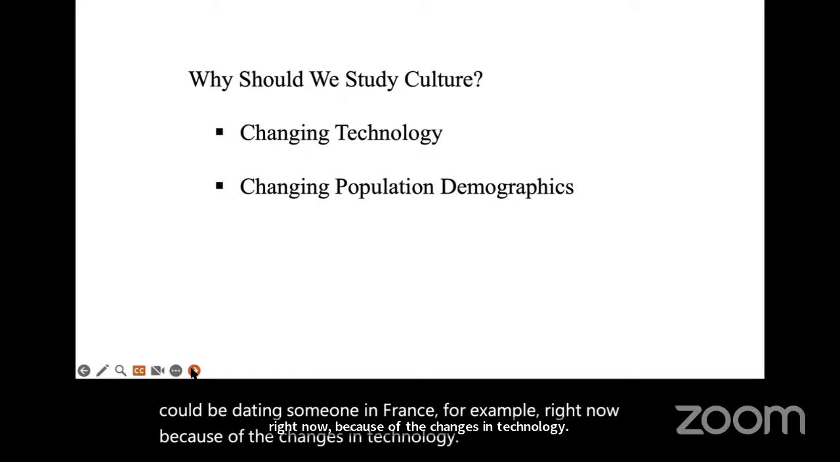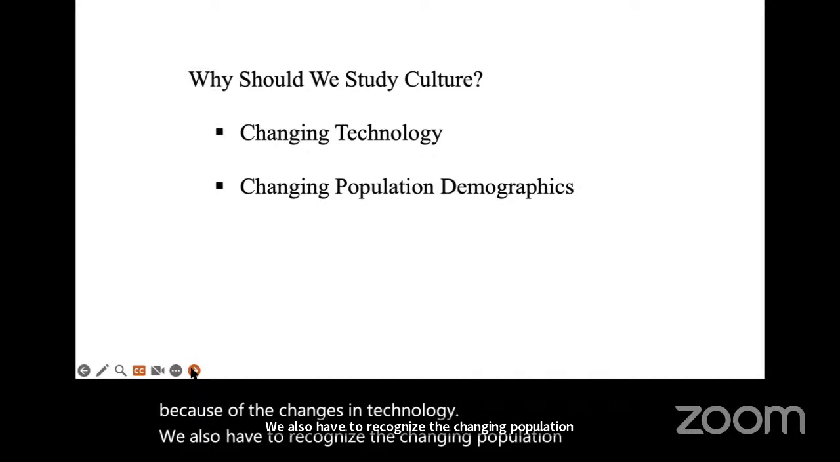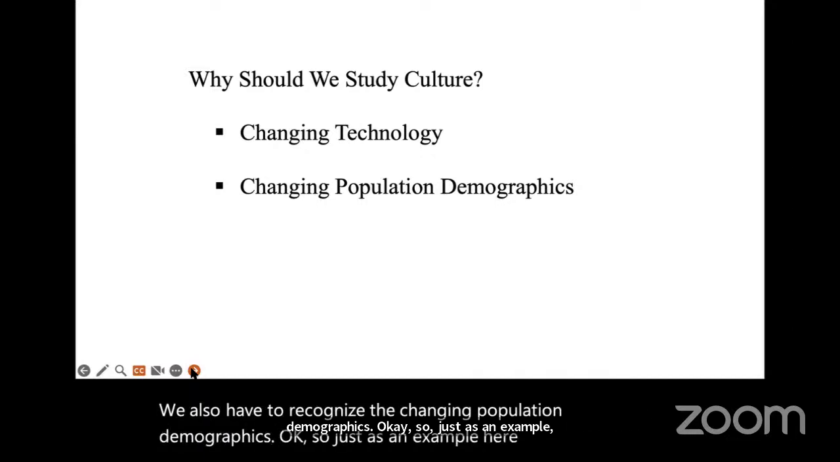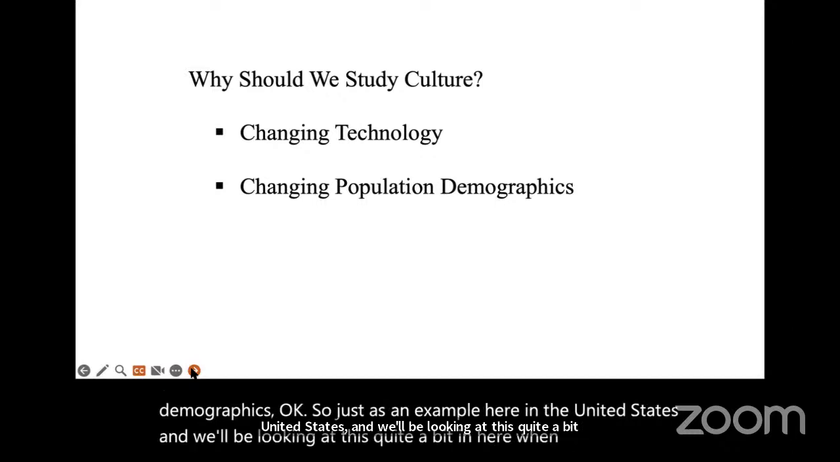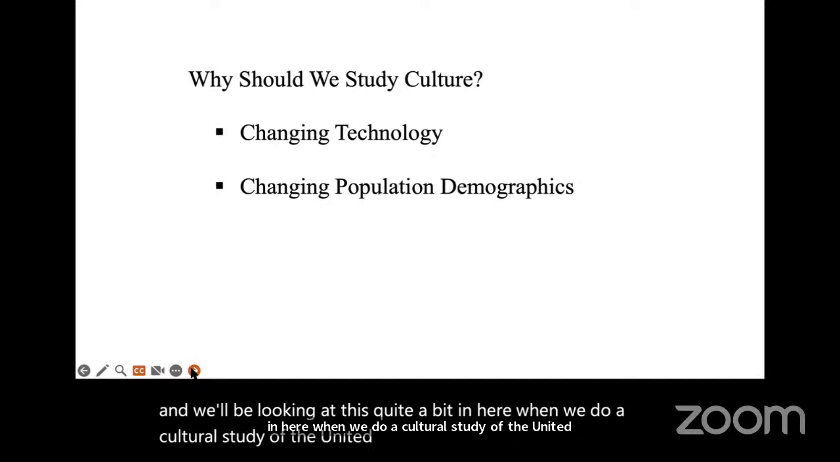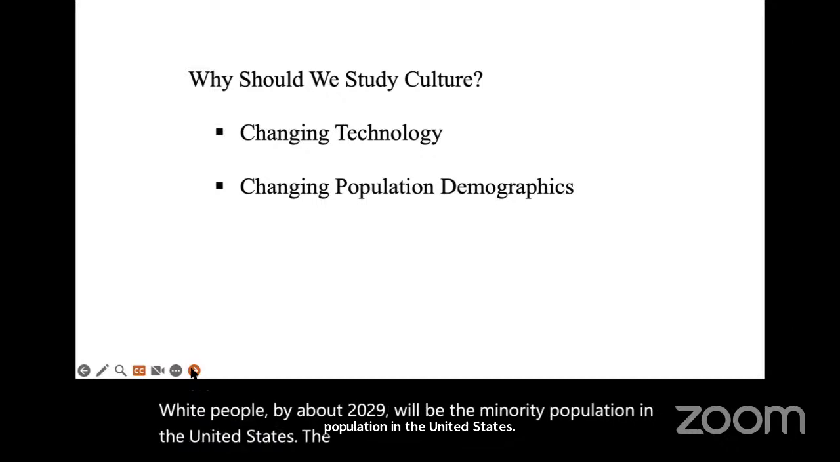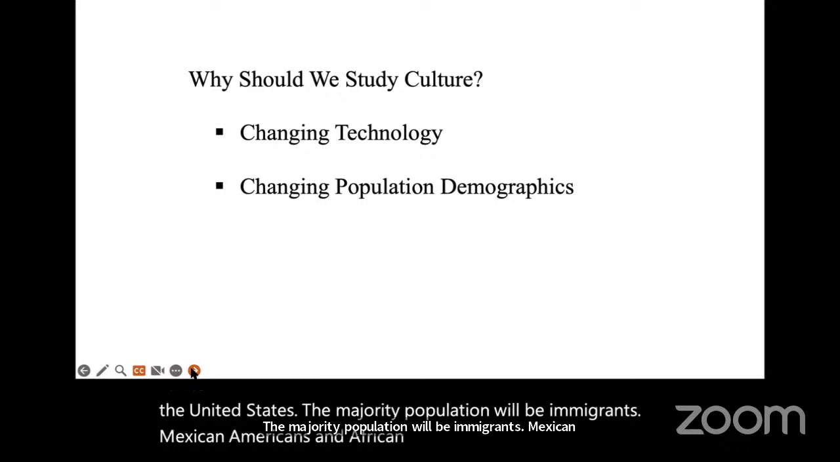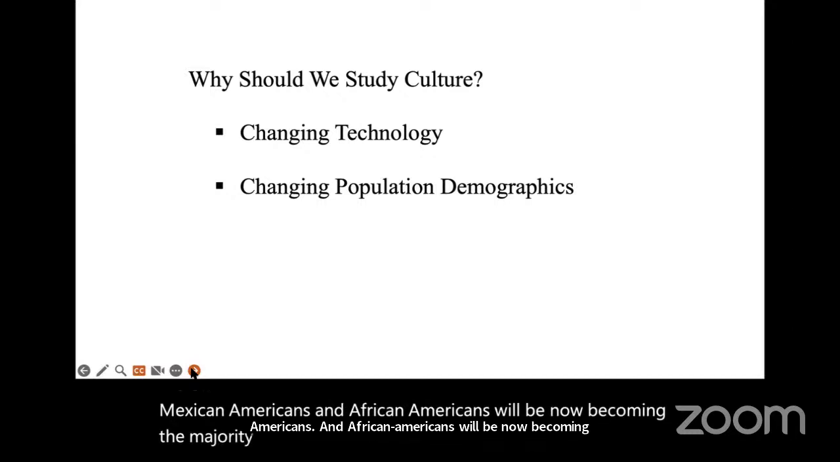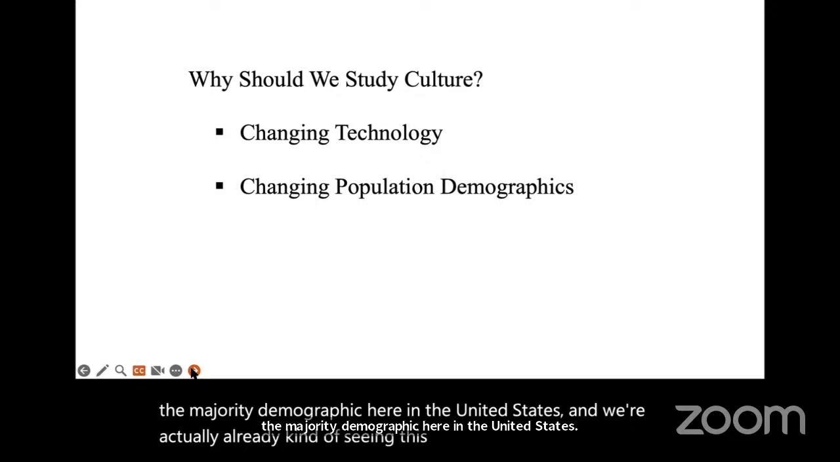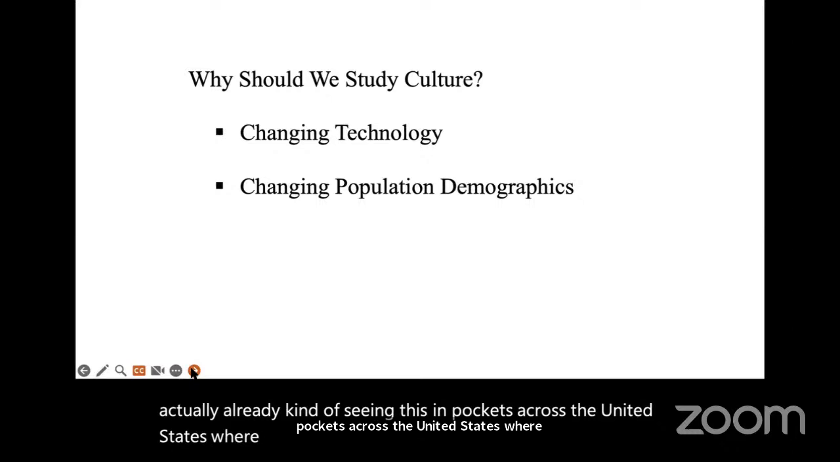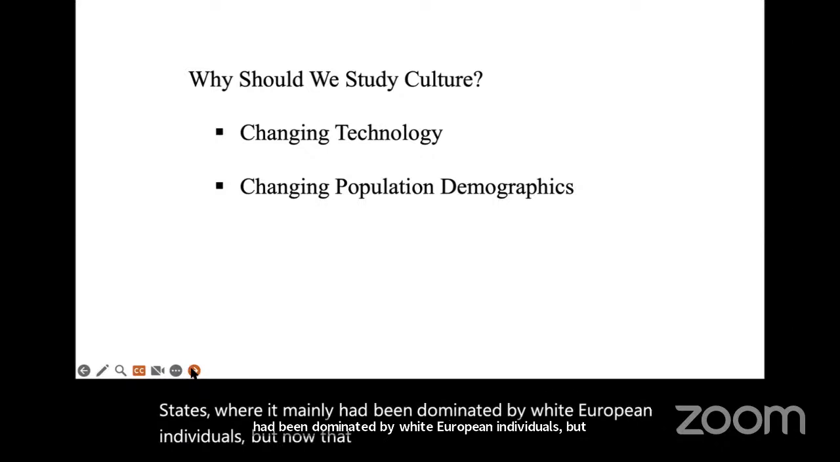We also have to recognize the changing population demographics. Okay, so just as an example here in the United States, and we'll be looking at this quite a bit when we do a cultural study of the United States, white people by about 2029 will be the minority population in the United States. The majority population will be immigrants, Mexican Americans, and African Americans will be now becoming the majority demographic here in the United States. And we're actually already kind of seeing this in pockets across the United States where it mainly had been dominated by white European individuals, but now that demographic has shifted on a local or a state level.